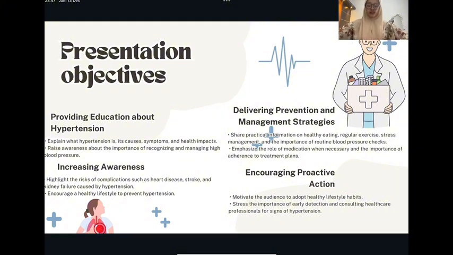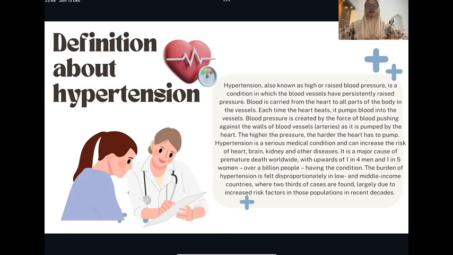Presentation objective. First, providing education about hypertension. We need to explain what hypertension is, its causes, symptoms, and health impact, and raise awareness about the importance of regulating and managing high blood pressure. Second, increasing awareness, highlighting the risk of complications such as heart disease, stroke, and kidney failure caused by hypertension.